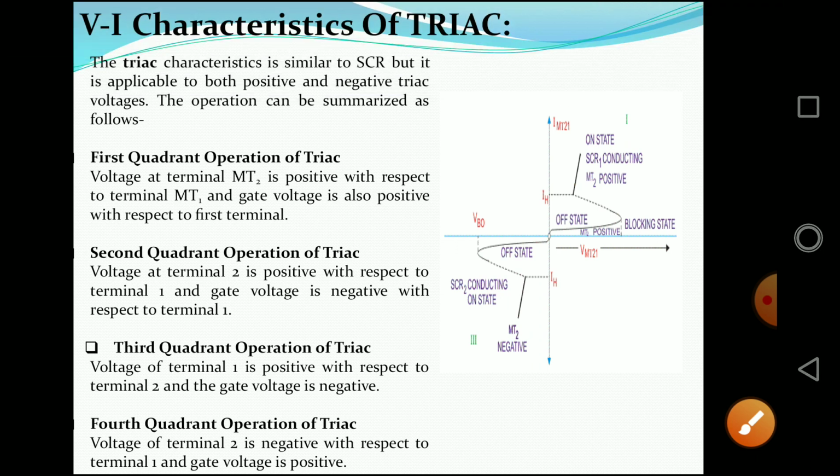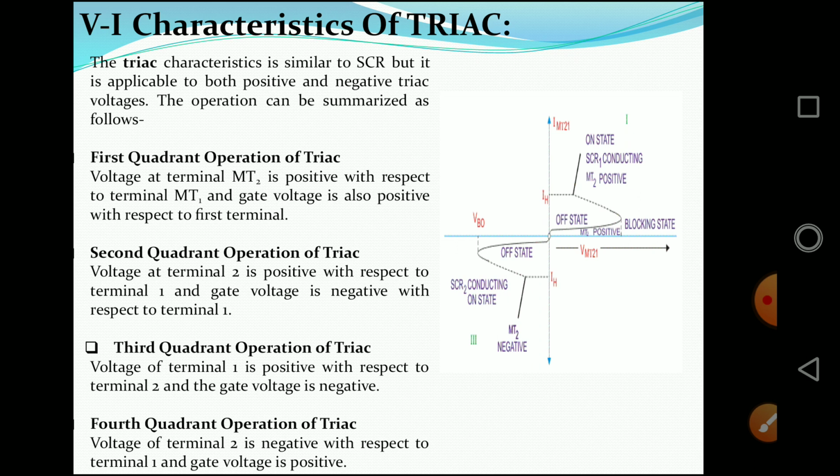So this is the VI characteristics of a triac. Normally the VI characteristics of a triac are the same as the SCR, because in triac construction we are using two SCRs connected in inverse parallel. Therefore, as for the SCR we get first quadrant characteristics, for the triac we get first as well as third quadrant characteristics here. So the characteristics are divided into three modes: off state, blocking state and on state.